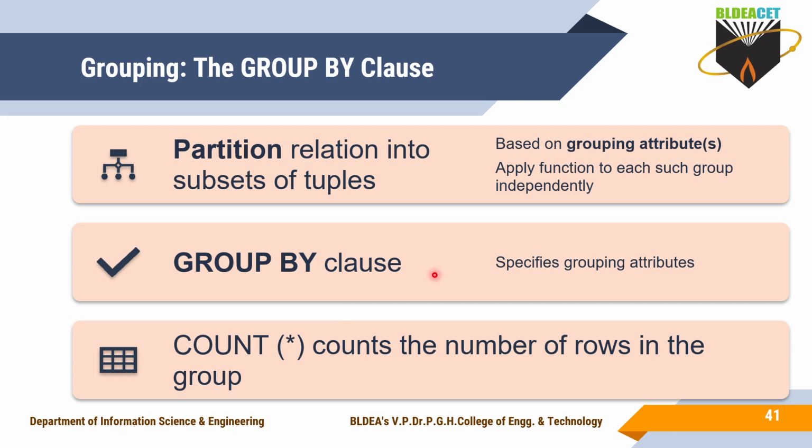The group by clause specifies grouping attributes, and count asterisk or count star counts the number of rows in the group. In each group, if you want to count how many rows there are, you can use count star here.